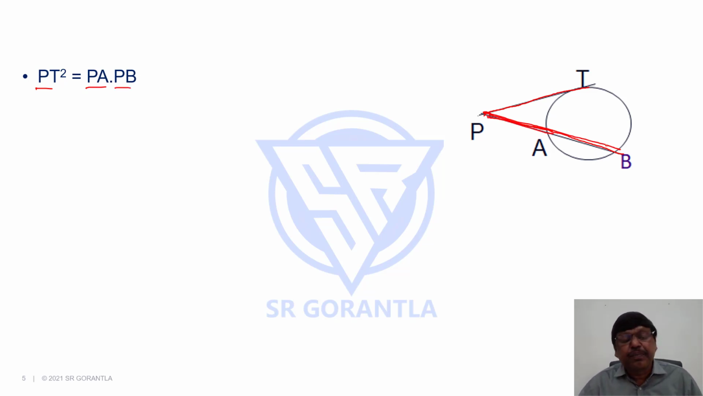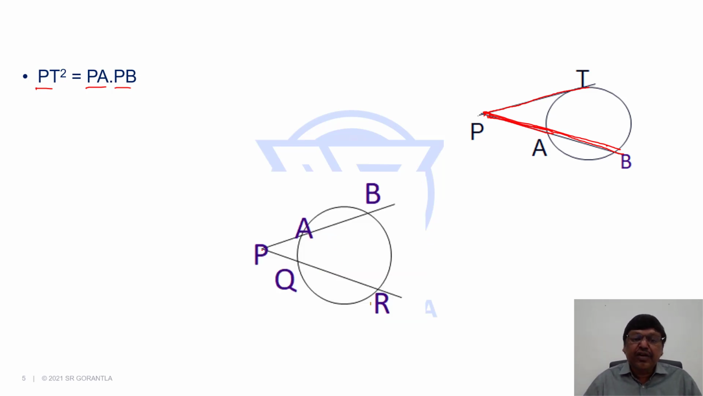PA into PB. Now, if I consider two secants, in fact, how many secants can we draw? We can draw only two tangents, but how many secants can we draw from a point? We can draw an infinite number of secants. But if I consider two secants, PAB is a secant and PQR is a secant, the relation is PA into PB equals PQ into PR.